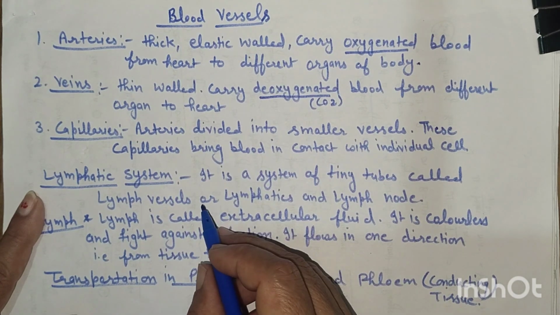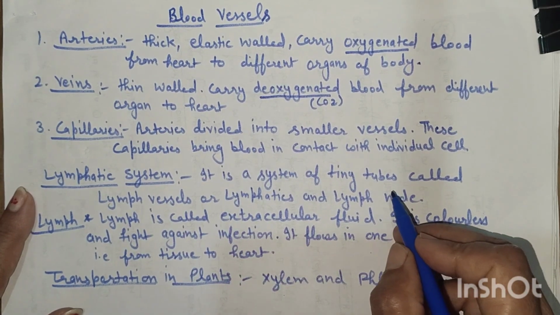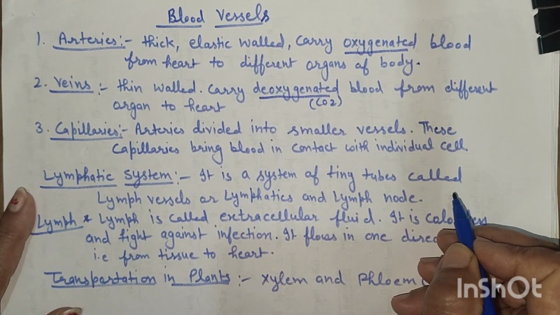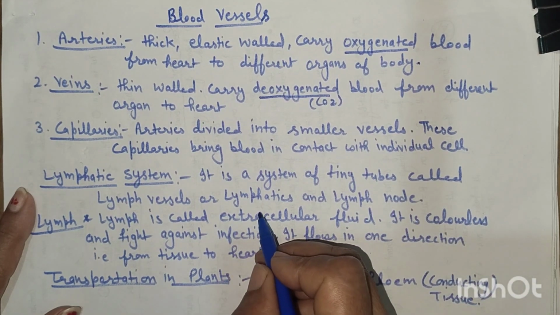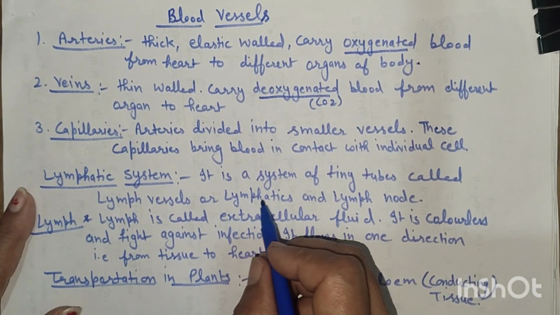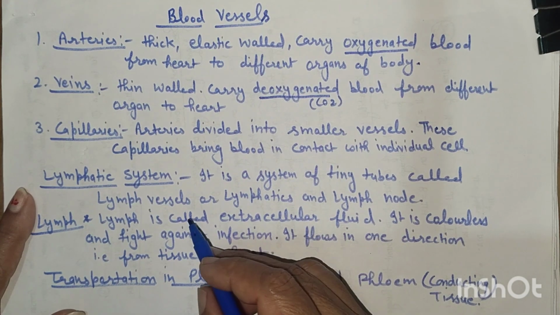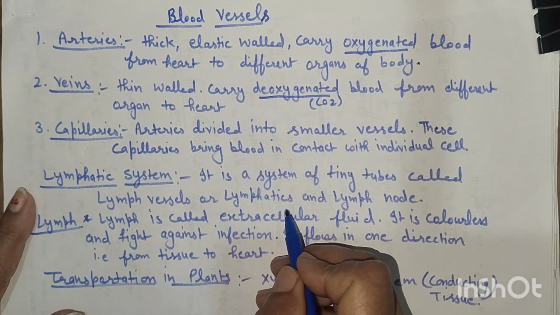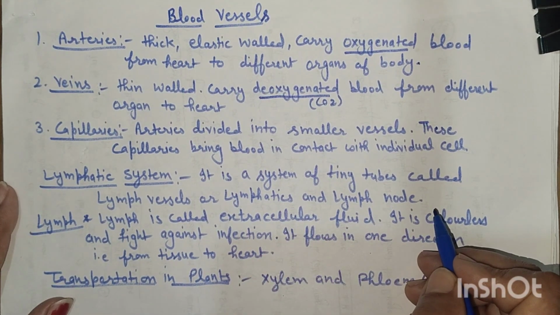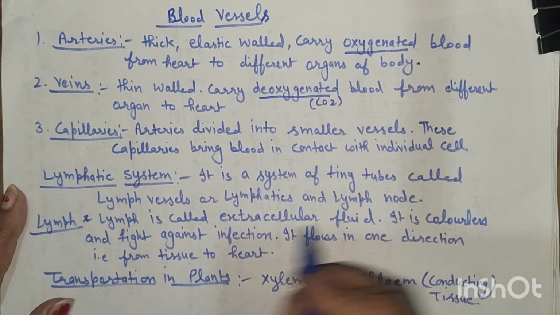Next is the lymphatic system. It is a system of tiny tubes called lymph vessels or lymphatics. The lymph nodes and lymph glands are also present in it.